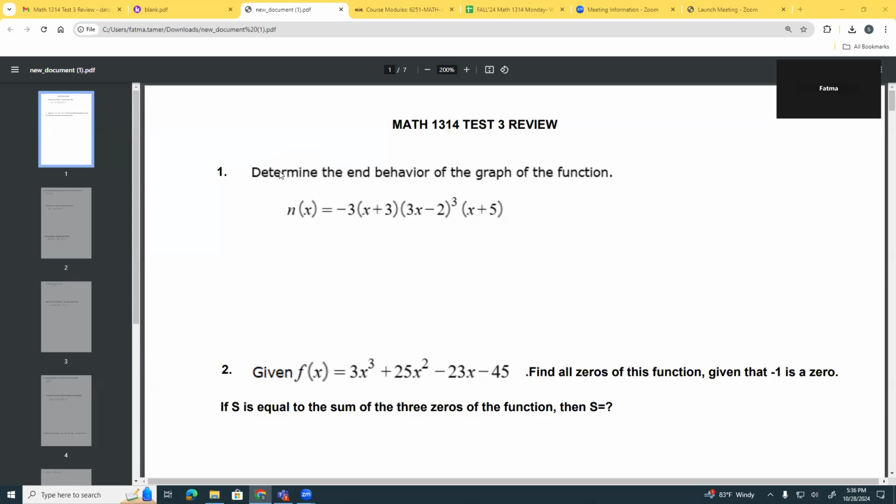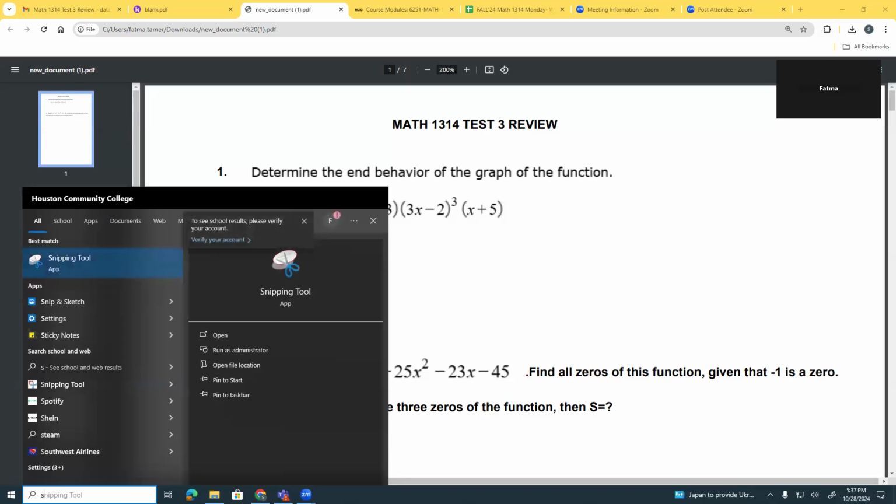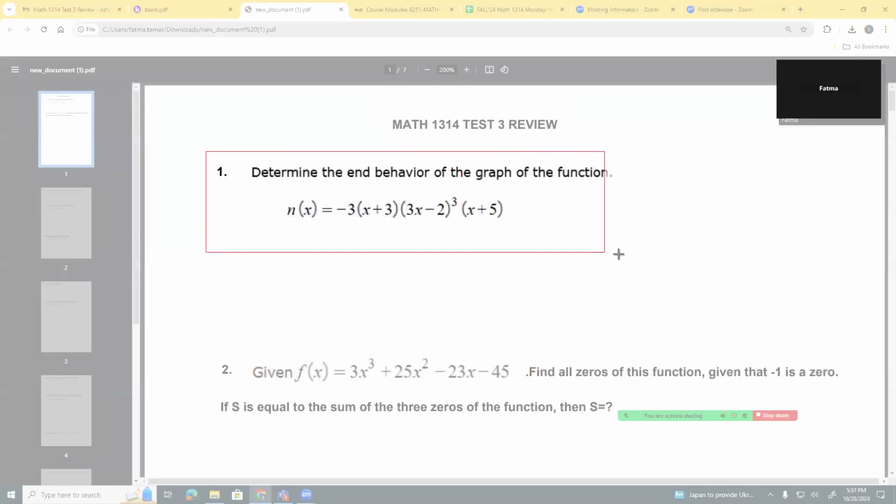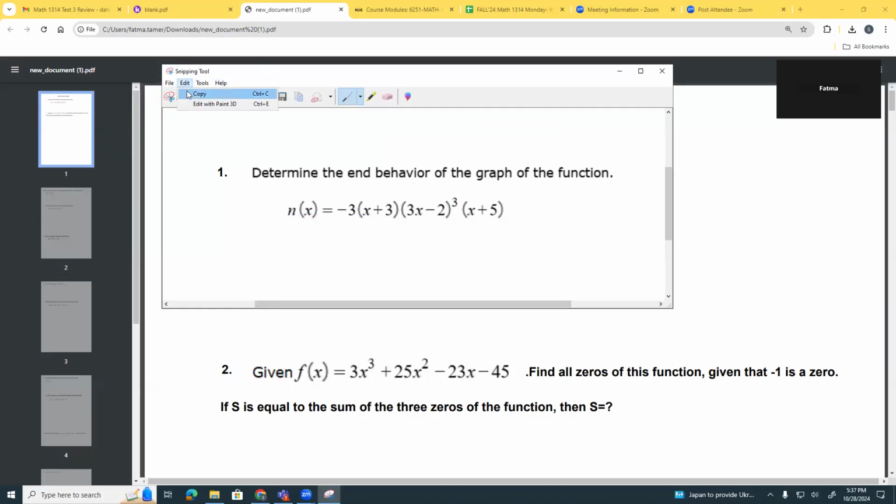So your actual test on November 4th is going to be 15 multiple choice questions. When I was creating this review that I just passed you, I kept the question order the same as the test. So if the first question on the review says, determine the end behavior of the graph of this function, that's what your first question on the test is going to say. Even the order will be the same, just the numbers will be different. So let's practice this question.